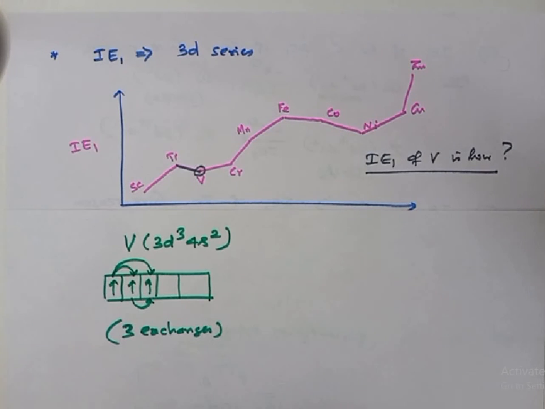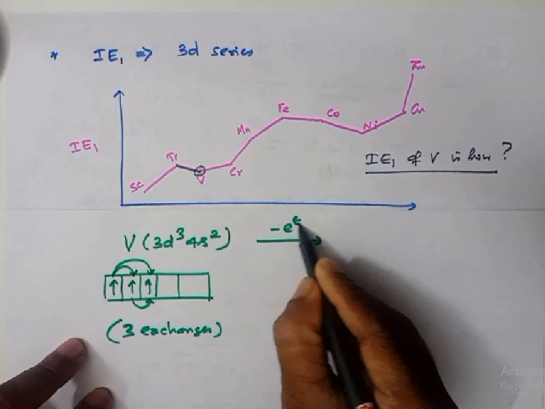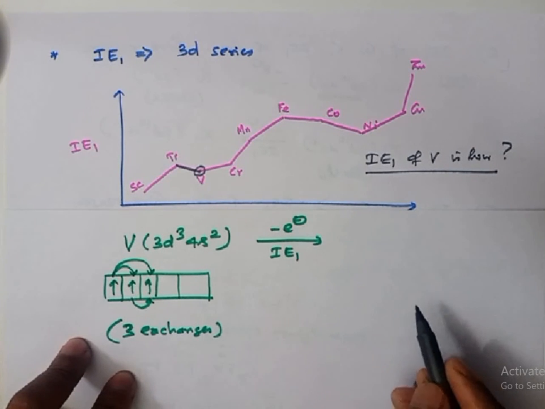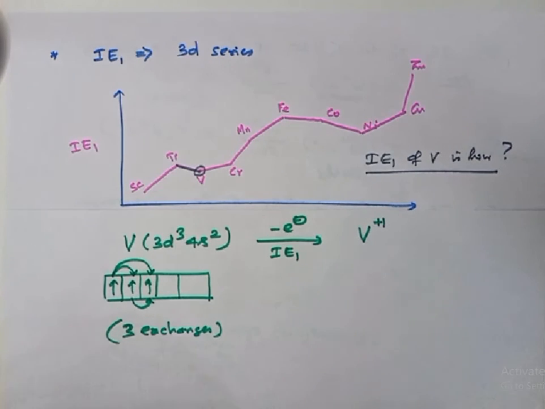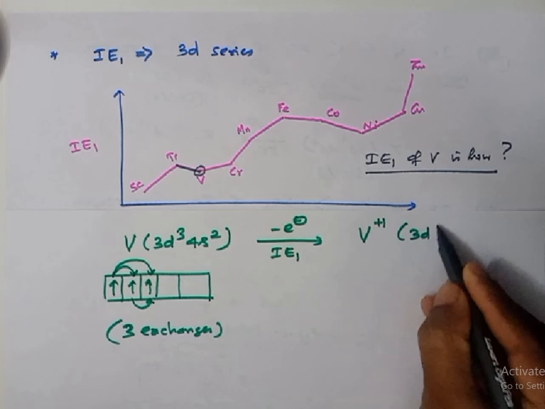Students, observe carefully. If I remove one electron from vanadium, the energy required for this process is called the first ionization energy. I'll get vanadium plus 1. Can anyone tell me the configuration of vanadium plus 1? Is it 3d3 4s1? Very good. The configuration is 3d4.